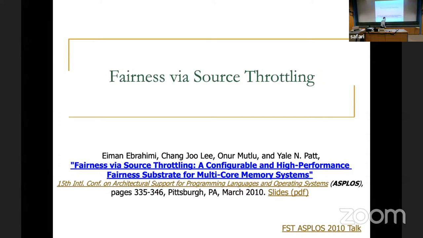let me pictorially show this. If you think about a multi-core system, you can think about the memory system like a cloud, right? This is the memory. And you have all of these sources. These are cores, and there could be many, that are injecting requests into the memory.